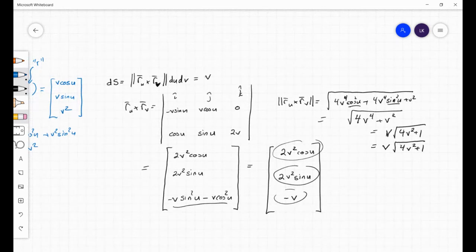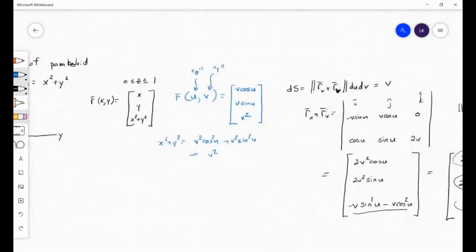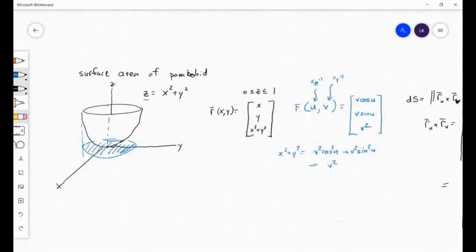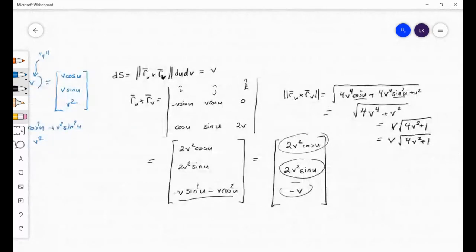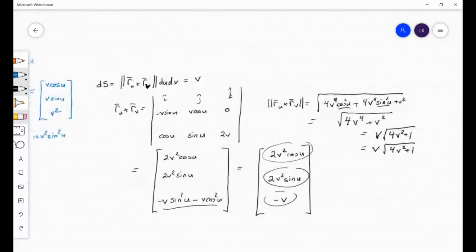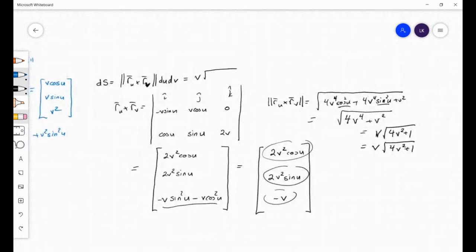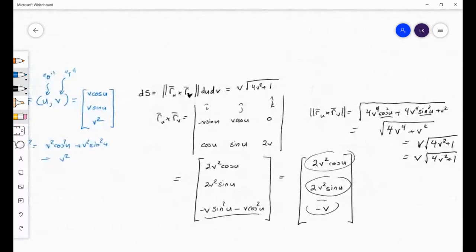Now v is positive because it's like the radius. V is the distance from the z-axis. So there you go, and now we're ready to set up our integral.